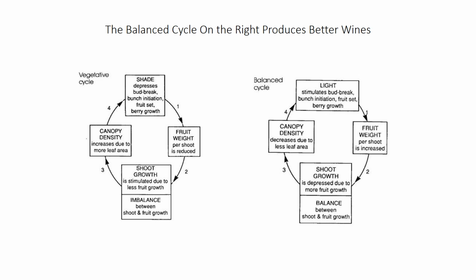The first topic is vine balance. We've talked about that on each of our field trips. Here's a little schematic that talks about vine balance. And you'll see 2 cycles here. On the left, we have what we call the vegetative cycle. On the right, we have the balance cycle. And that's what we're going for. We're going for vine balance.